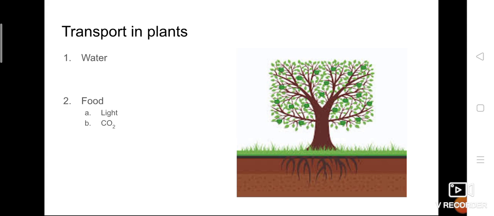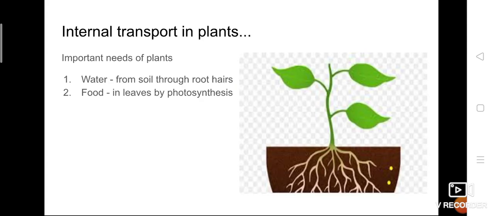Let us see what we mean by internal transport in plants. I hope I already discussed internal transport in circulation. Do you remember, the transport taking place inside the body is internal transport. So here also we are going to see the same thing. We know the important needs of a plant. What are the plant's two main needs? Water and food, isn't it?